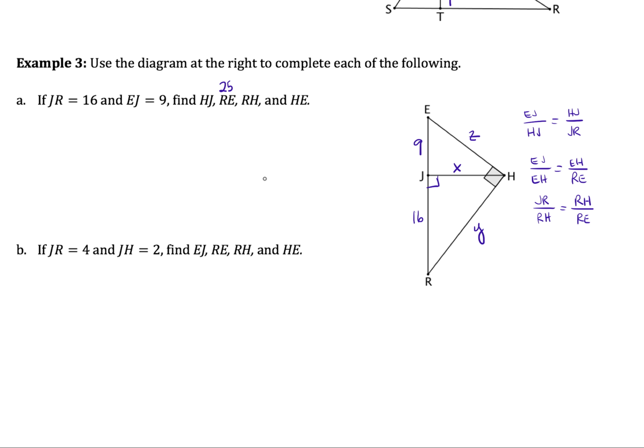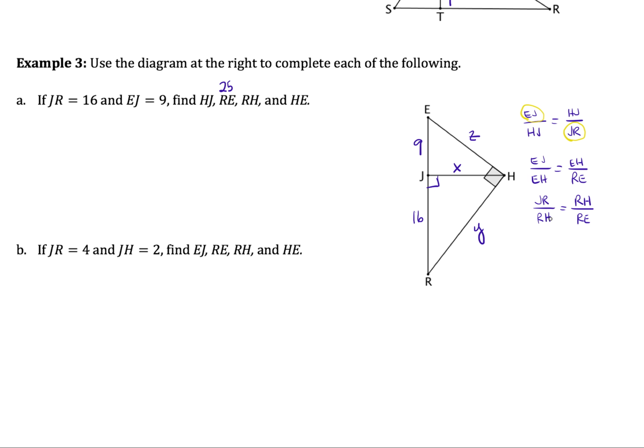Now, what I would do is come through and say, okay, which parts of these proportions do I know? If I know that JE is 9, that JR is 16, and of course we figured out that RE is 25. So let's circle the parts in these that we know. In this first proportion, we know the length of EJ, and we know the length of JR. And since these two spots are both going to be HJ, or what we've called X in our picture, we should be able to set up this proportion to find X.